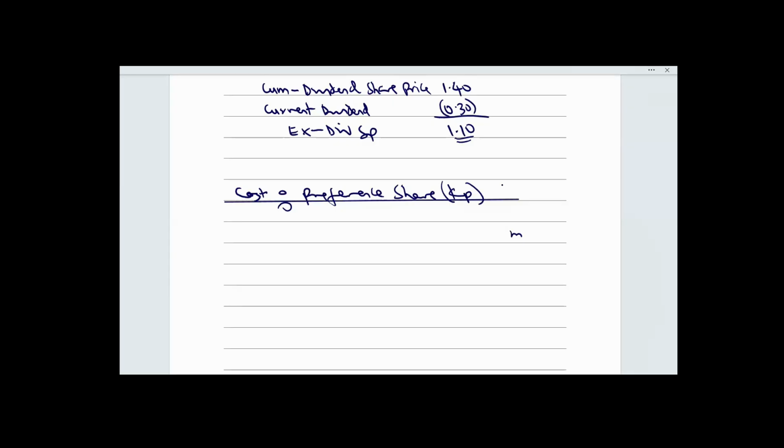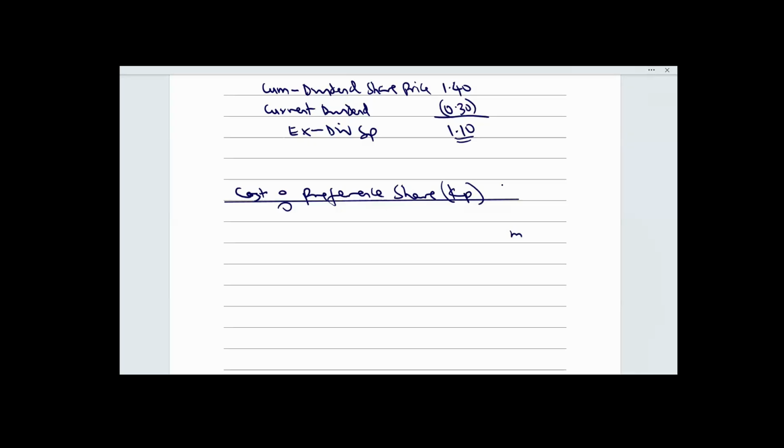Basically, of course, we have cumulative preference share, non-cumulative preference share, participating preference share, non-participating preference share. We have redeemable preference share. We also have irredeemable preference share. The cumulative, non-cumulative, participating, non-participating preference shares are purely theoretical.